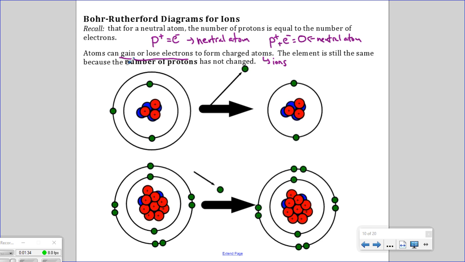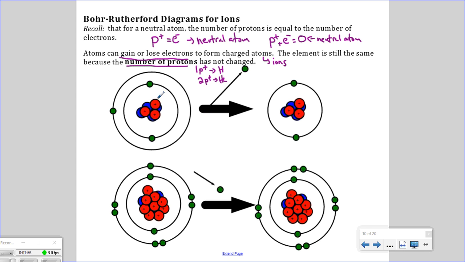So remember, the number of protons defines what the element is. Any element we find in the universe that contains one proton, we are going to call hydrogen. And anything in the universe that we find with 2 protons in the nucleus, we will call helium, and so forth.